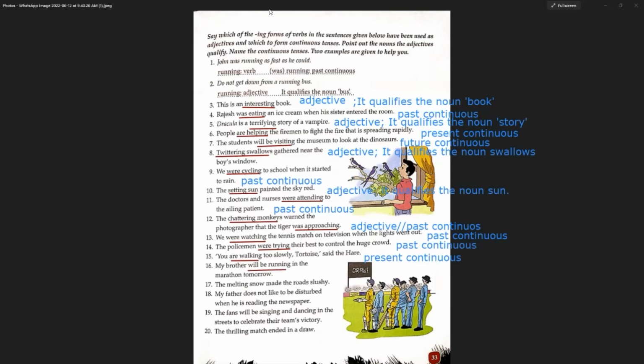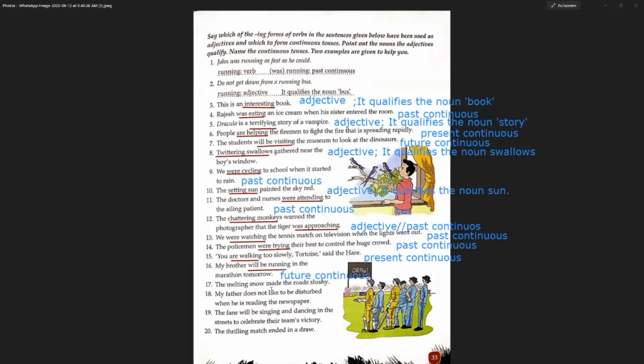Okay. Shamas, are you writing these things? No teacher. Better if you can write. Please put number 16 and write these things. My brother will be running in the marathon tomorrow. So will be running is future continuous. Okay, that is future continuous.